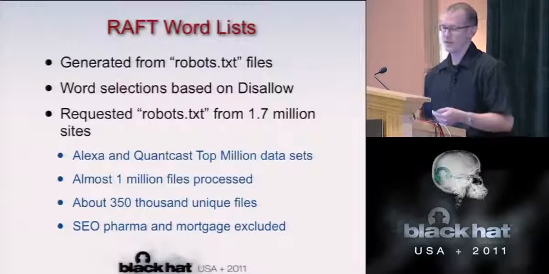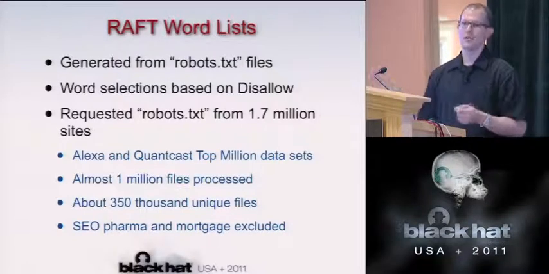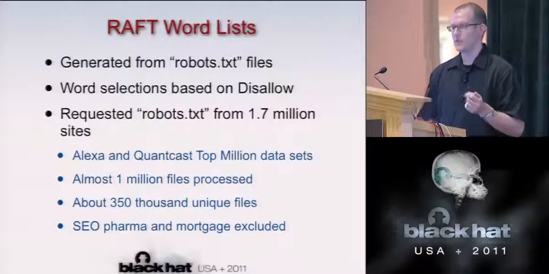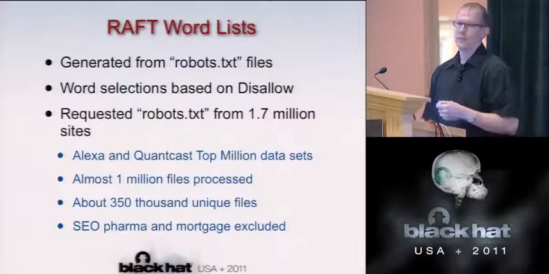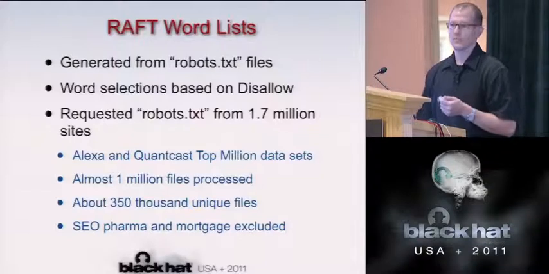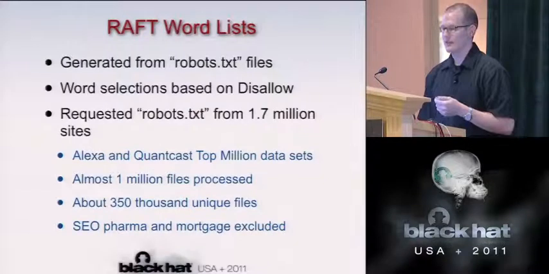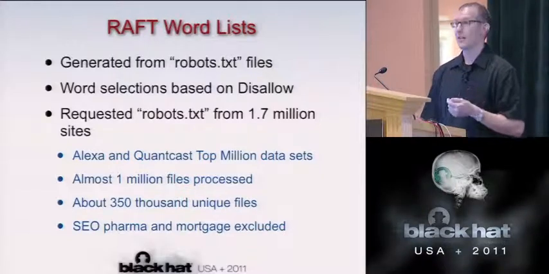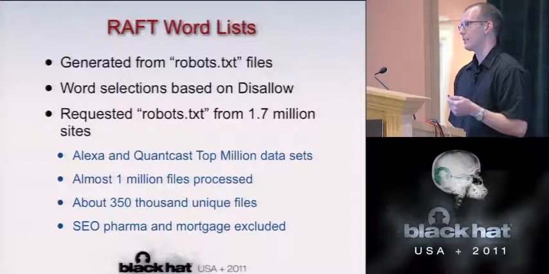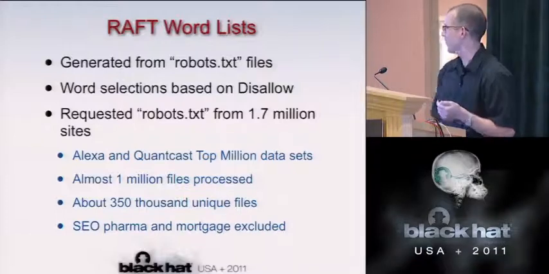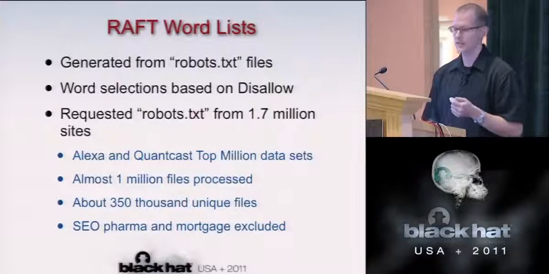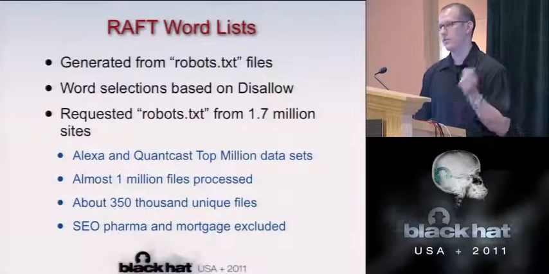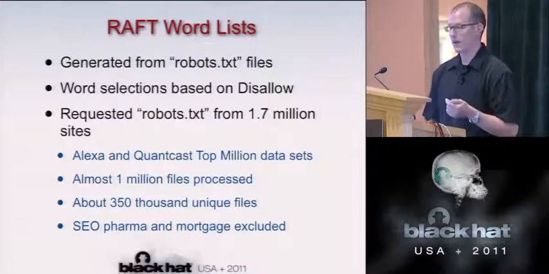So we went and took the Alexa and Quantcast top million sites. Those are very popular to use. Merged them together and came up with about 1.7 million websites out there. Went and asked for a robots.txt file from each of them, HTTP and HTTPS when necessary, and we got about 1 million files back. And there were a lot of duplicates. There's a lot of WordPress out there, everybody. A lot of WordPress. And we came up with about 350,000 unique files. And from that, we generated some new word lists. And those are good. Those are out on the website now. We'll talk about that later.